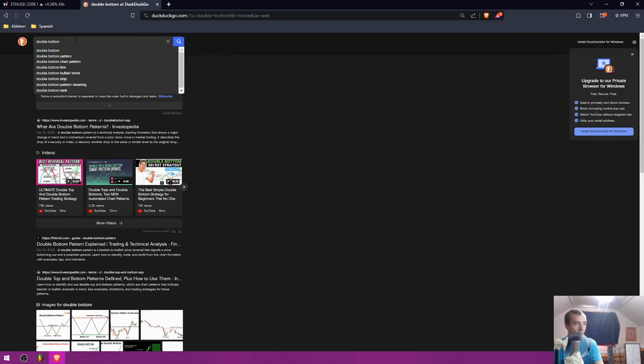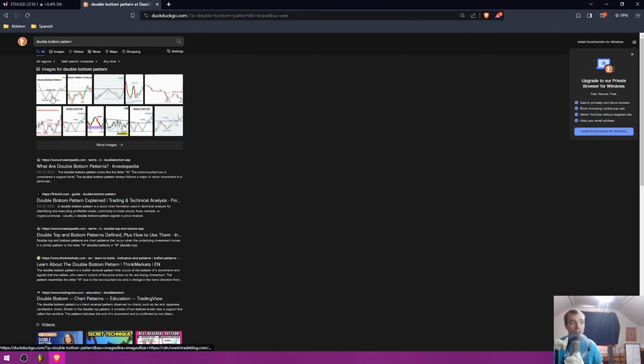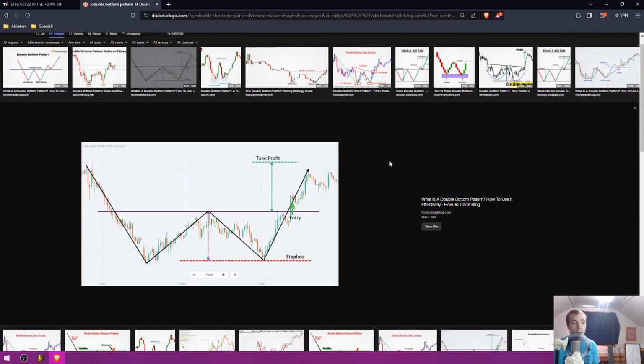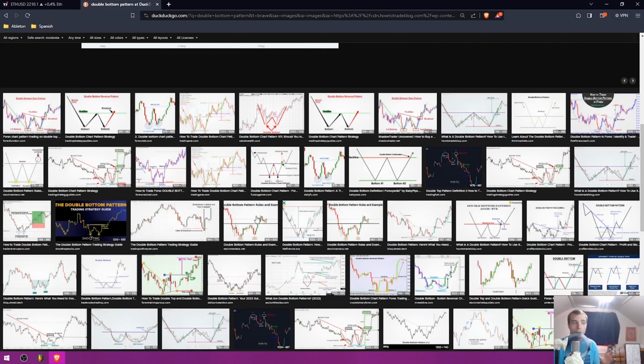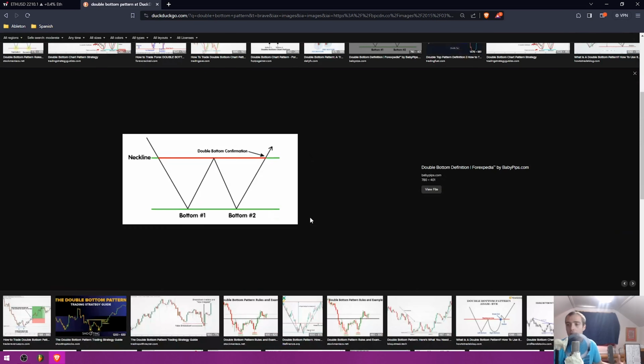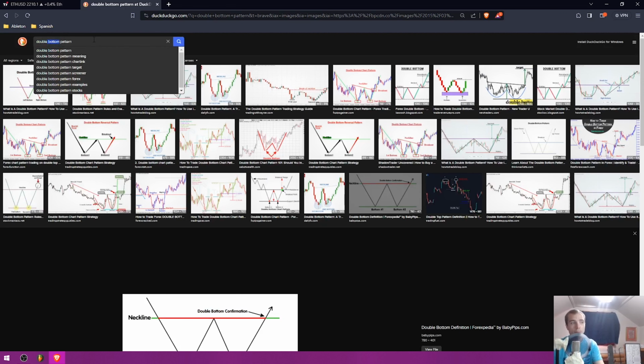But if you type in a double bottom pattern into Google or your favorite search engine, or a double top pattern, you're going to find a lot of different examples of these patterns, both real examples in real markets, as well as just the simplified version of these patterns that people create, like little charts and graphs to help people identify these patterns. But the double bottom pattern and the double top pattern are both very, very high probability patterns.